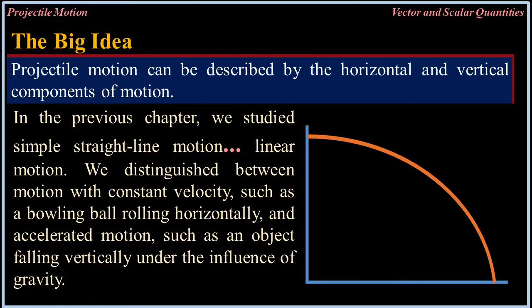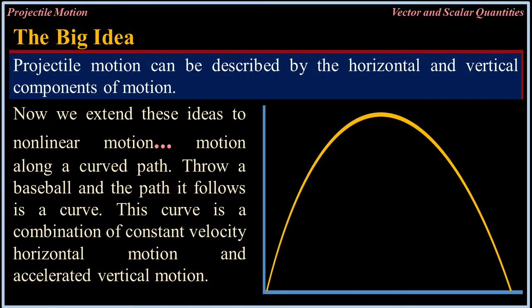This little picture on the right is type 1 projectile motion. Now we extend these ideas to nonlinear motion, motion along a curved path. Throw a baseball and the path it follows is a curve. This curve is a combination of constant velocity, horizontal motion, and accelerated vertical motion.